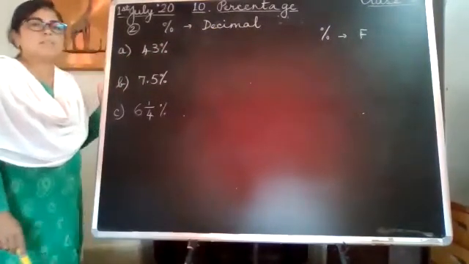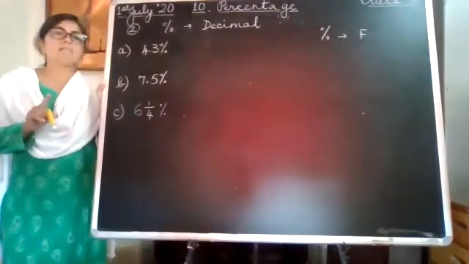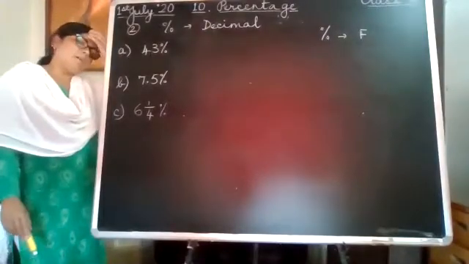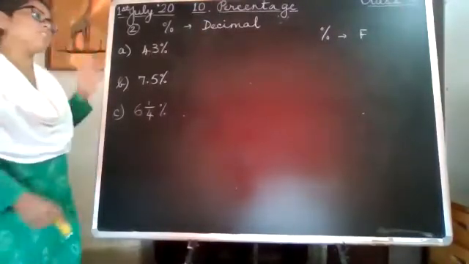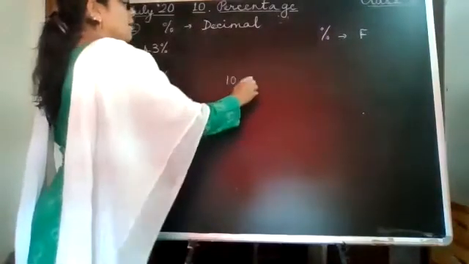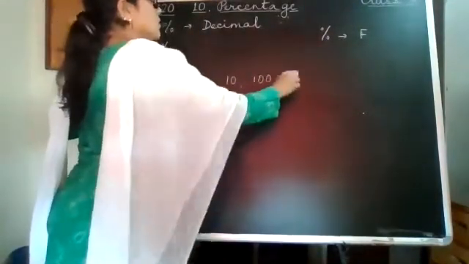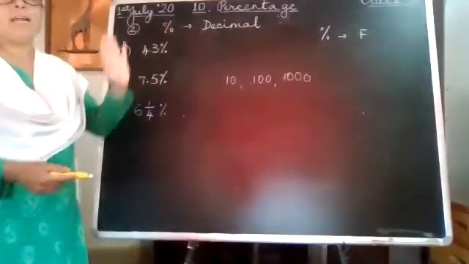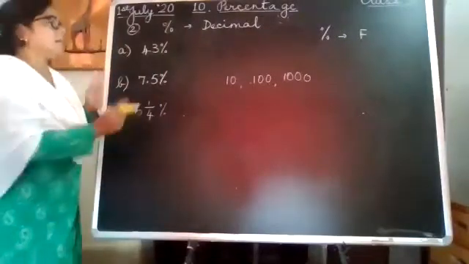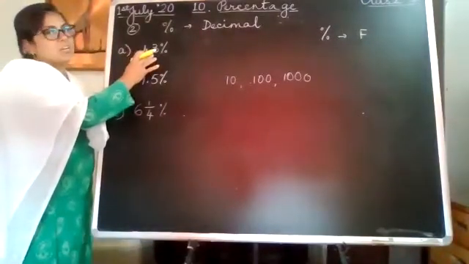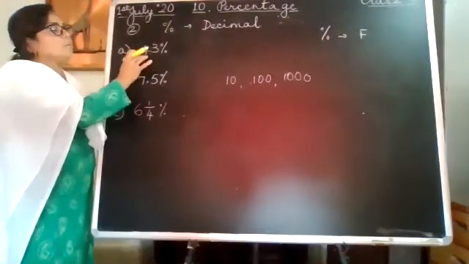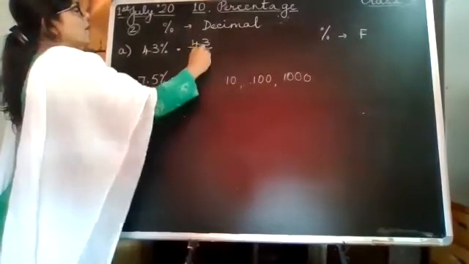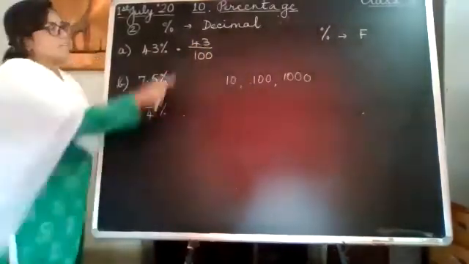Now in this we should remember one thing: to change any number into a decimal number, if the fraction has the denominator 10, 100, 1000, it becomes very easy for us. Keeping this in mind, when we write this as a fraction, how will we write it? What is the meaning of 43%? It means 43 out of 100. So there is a 100 as the denominator.